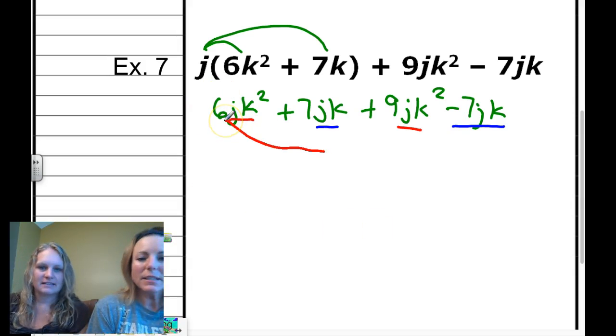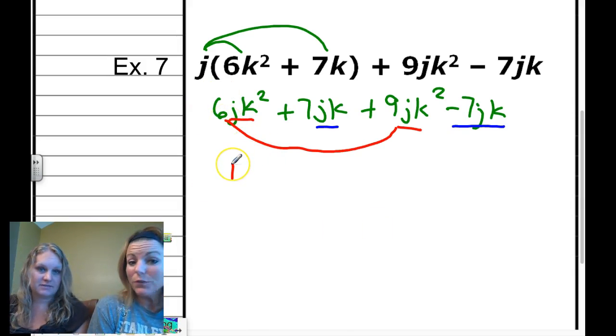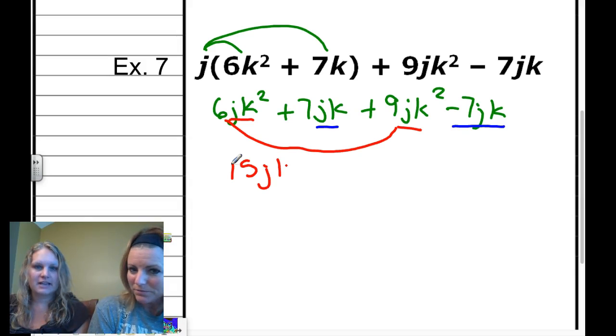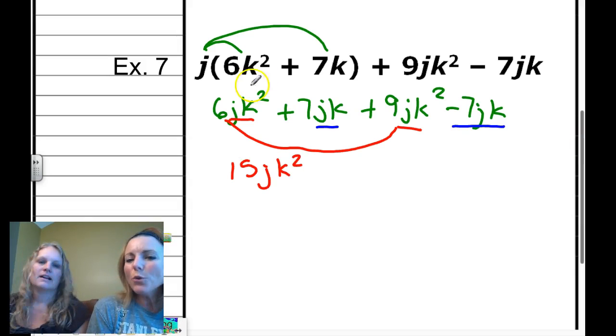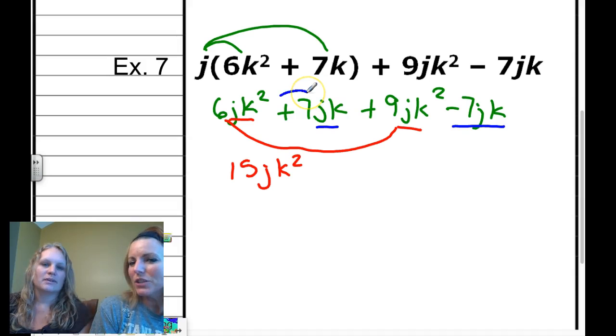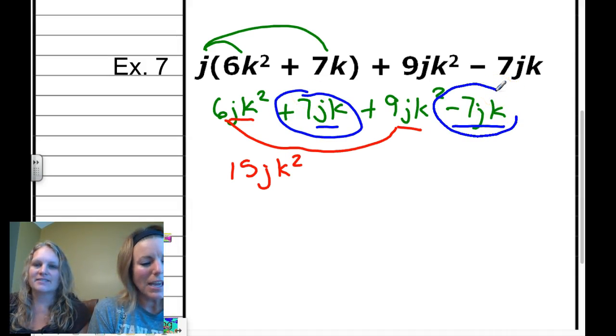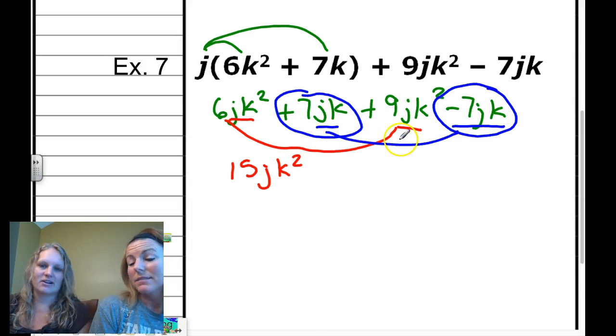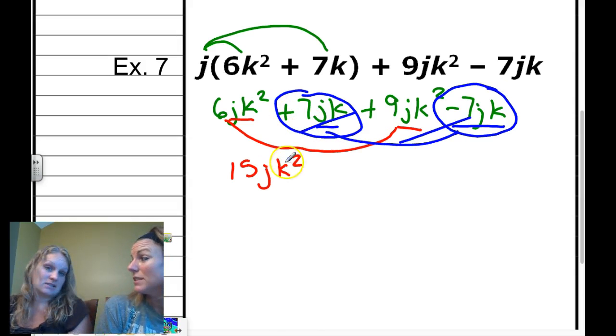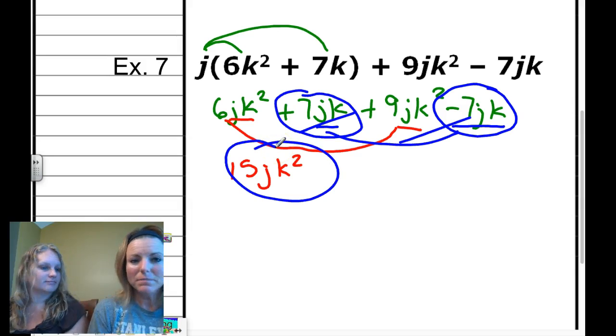So we have 6 plus 9 is 15 JK squared. And notice what happens to the 7JK. A positive JK and a negative JK make 0JK, which is just 0. They cancel each other out. We're done. That's it.